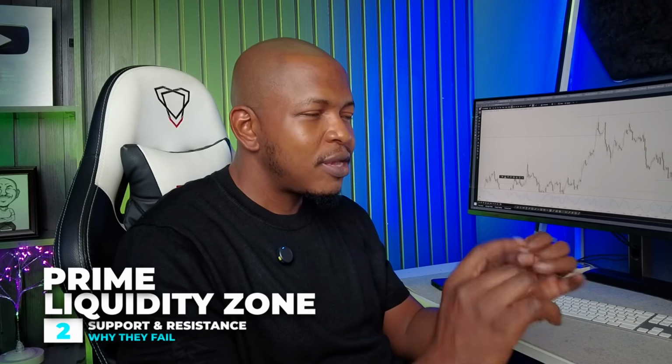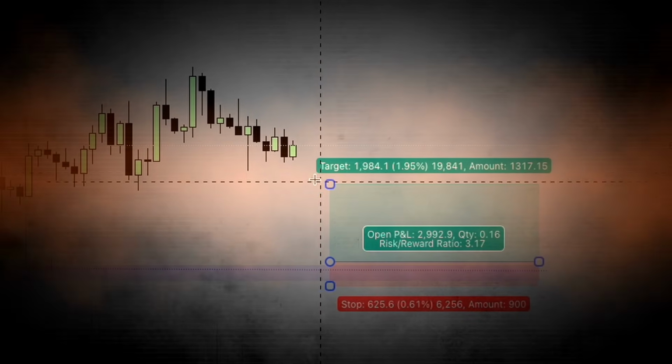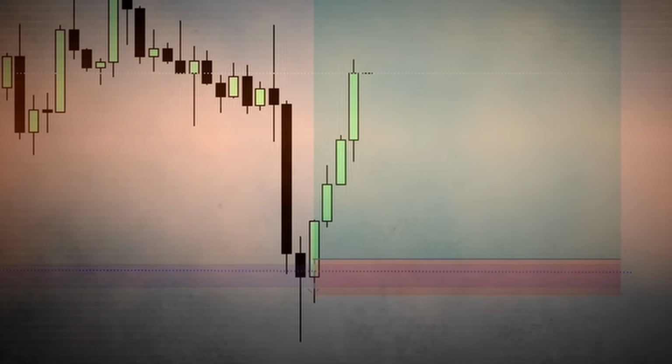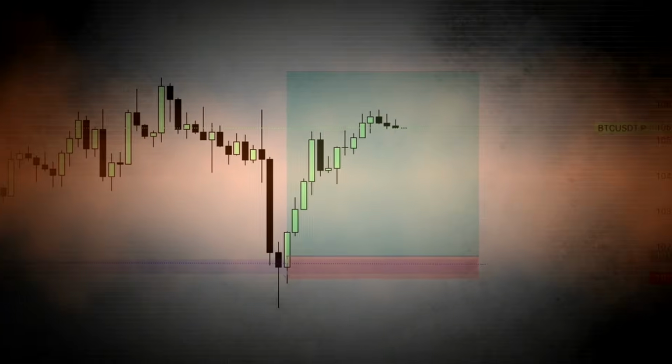Second, support and resistance are prime liquidity zones. Smart money knows that retail traders place their stop losses just above resistance and just below support. So they create these zones to eventually trigger your stop losses and take your money, which is the third reason. Support and resistance fail a lot more than people admit.